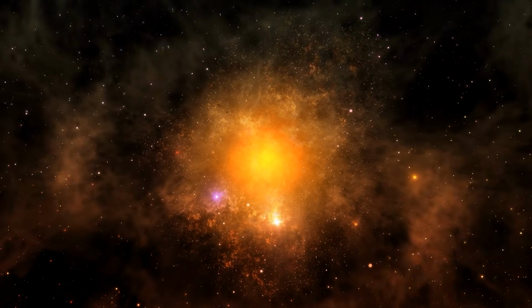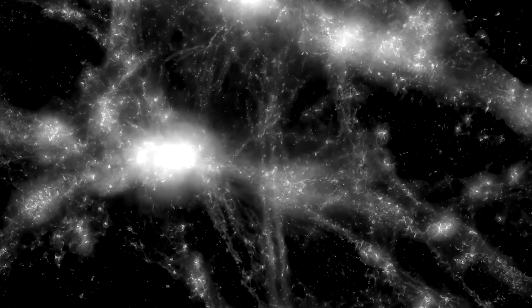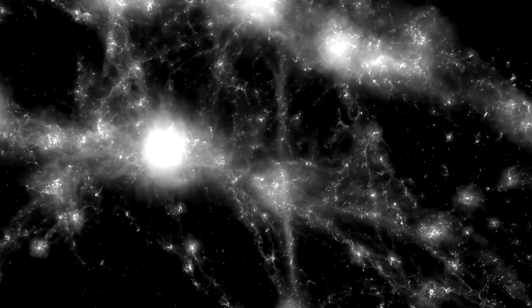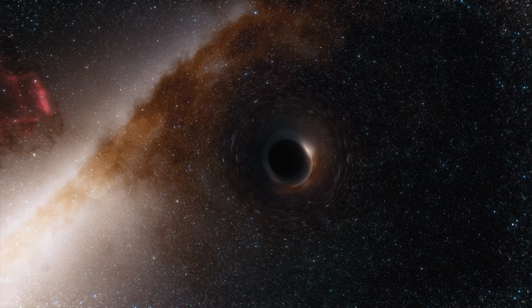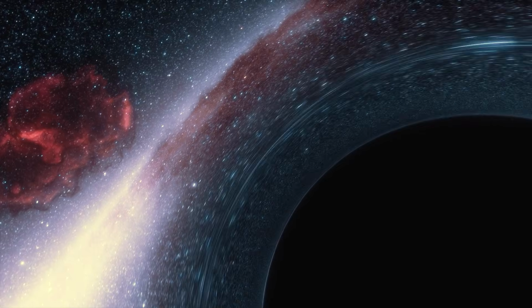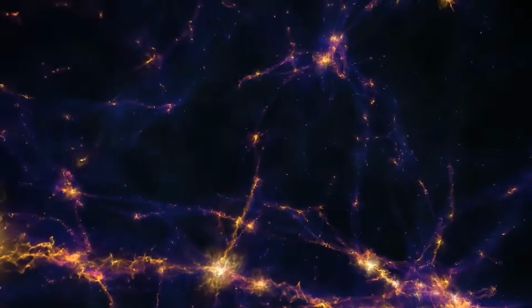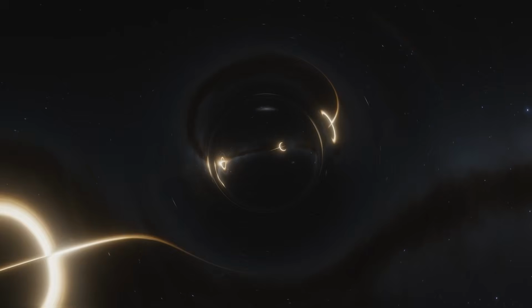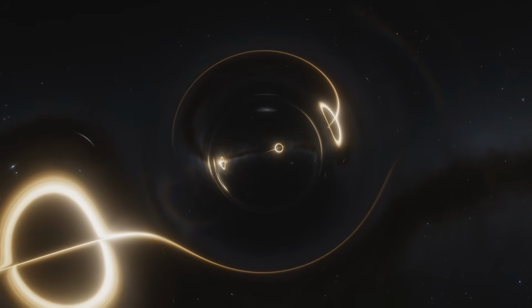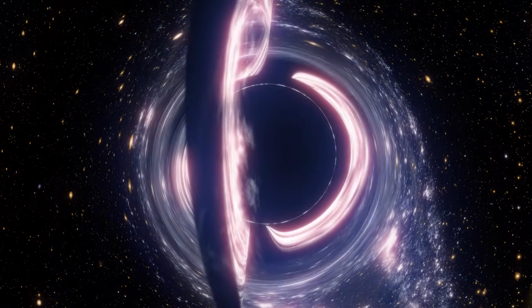One issue is the core-cusp problem. Simulations of cold dark matter halos predict that density should increase sharply toward the centre, forming a cusp. Observations of some dwarf galaxies suggest flatter central density profiles, called cores. The difference between a steep cusp and a shallow core has been debated for years.